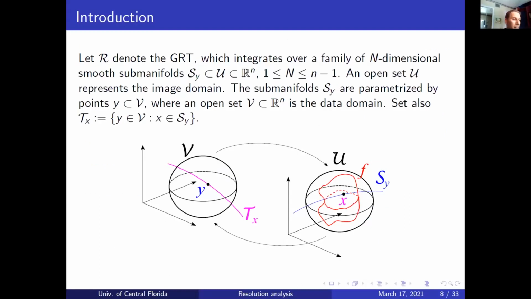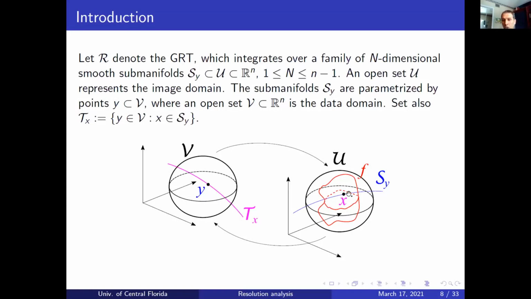Okay, so let's discuss the setting. R is the generalized Radon transform, which integrates over a family of capital N-dimensional smooth submanifolds, which we call S_y. All S_y are inside an open set U, which sits inside R^n. Capital N can be any integer between 1 and little n minus 1. We think about the set U as the image domain.